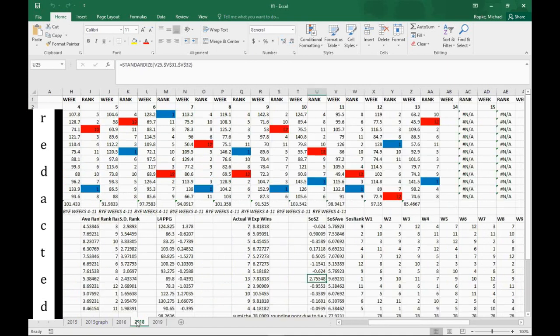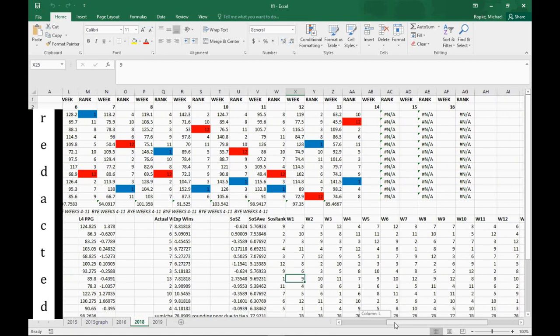My favorite had to be in 2018. Look at the strength of schedule z-scores. This guy had a z-score of nearly 3, higher numbers meaning easier teams he'd played against. That is preposterous. Compare that to the rest of the z-scores in this column. It's absurd. Look at the ranks of the teams that he played against.